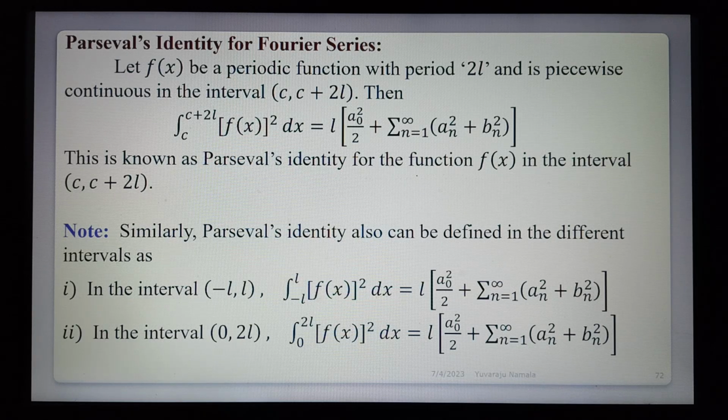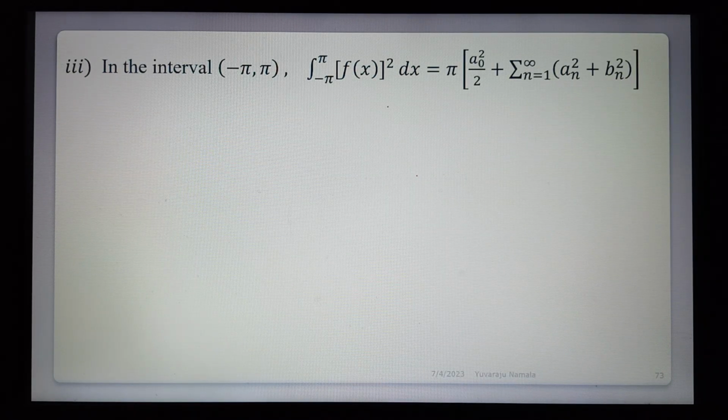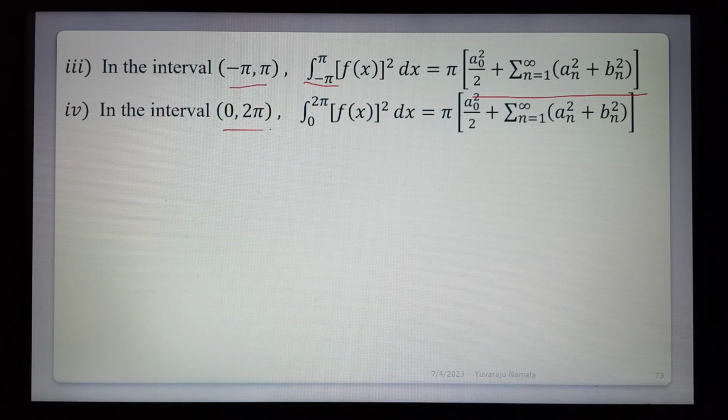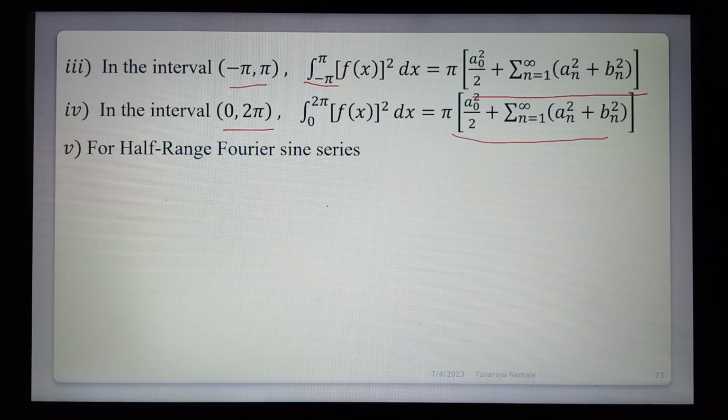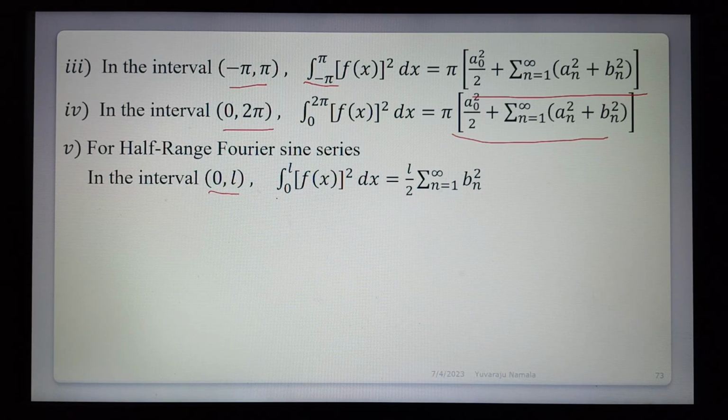Continuing with the remaining intervals. In the interval minus pi comma pi, the integration is minus pi to pi f of x whole square into dx, with l replaced by pi. Next, the 0 comma 2 pi interval: integration 0 to 2 pi f of x whole square into dx. The remaining is the same. Next, for half-range Fourier sine series in the first interval 0 comma l, it is 0 to l f of x whole square into dx.